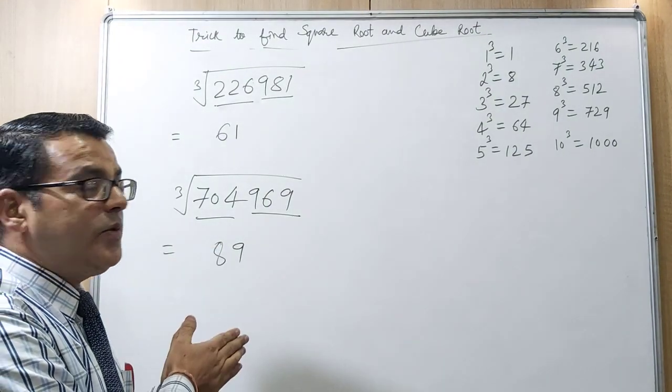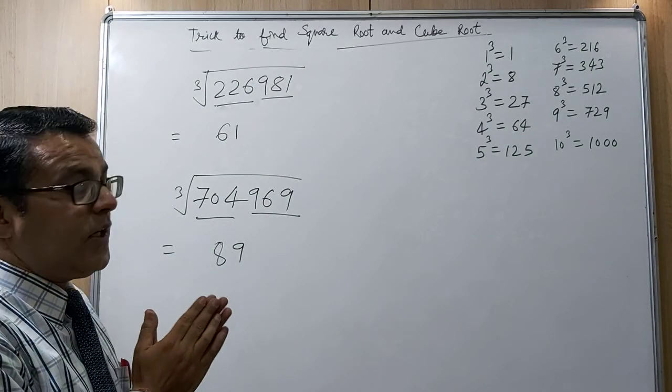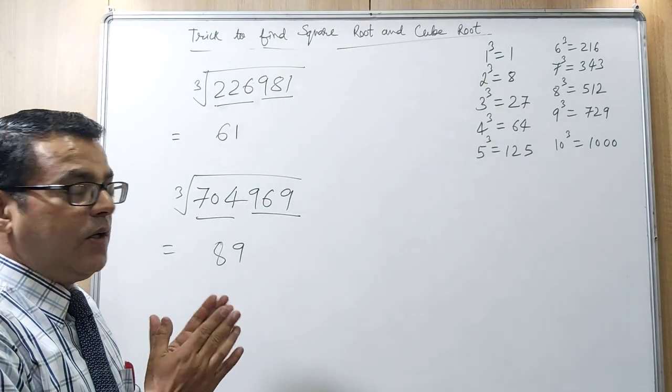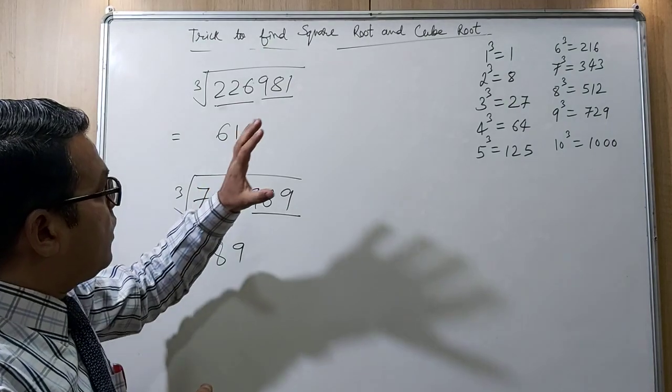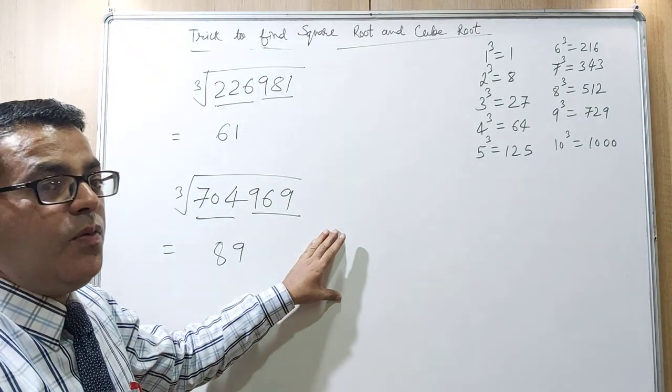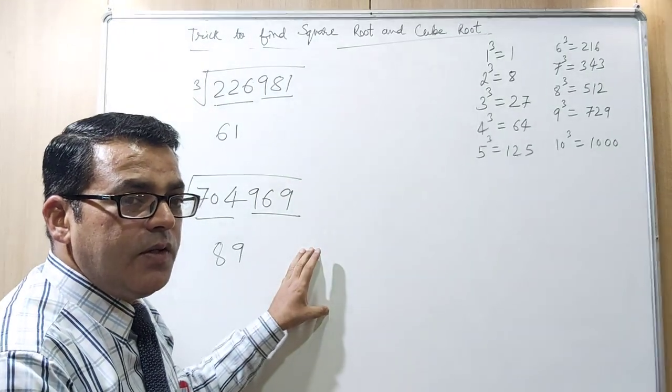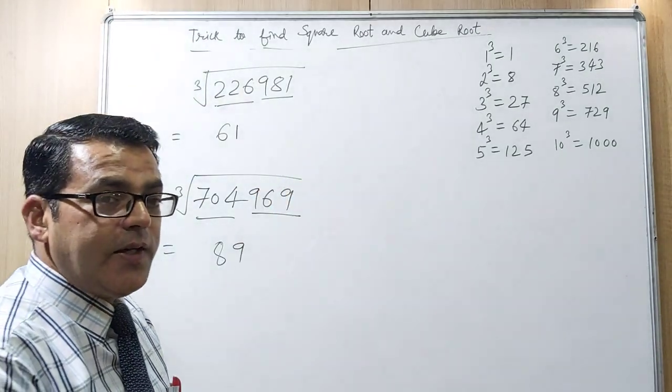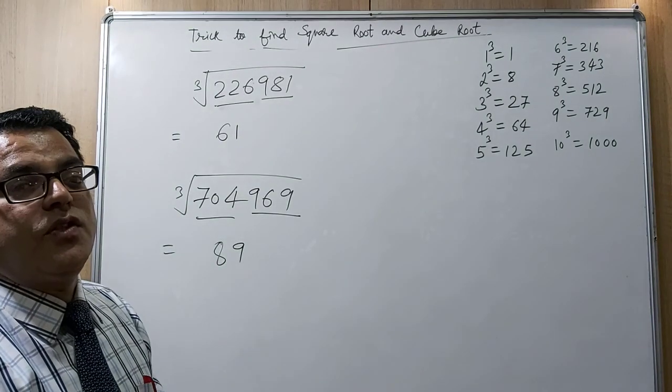Hope you like this video. And one more thing I want to tell you: we can only find the square root of a perfect square number and the cube root of a perfect cube number by using this trick, right?